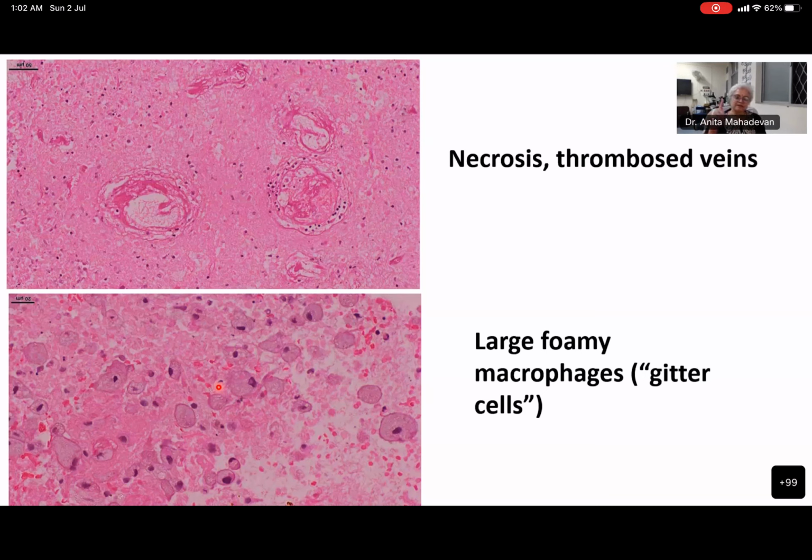Now, JC and BK that I think some of you put up on the chat. Remember, BK doesn't like to involve the brain. It likes the kidney, doesn't like the brain. There are only case reports of BK virus causing a meningitis in the brain. Most common in that family is the JC virus. JC virus can involve the brain, and JC virus likes oligodendrocytes.